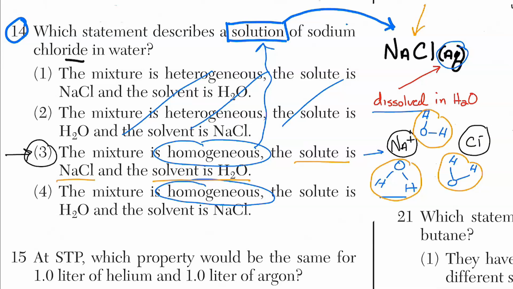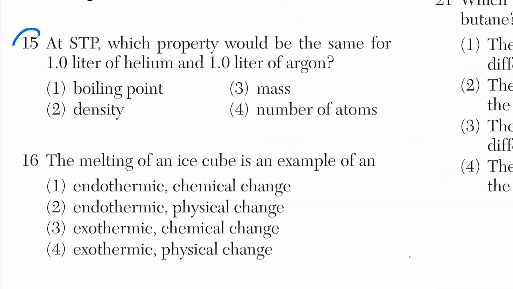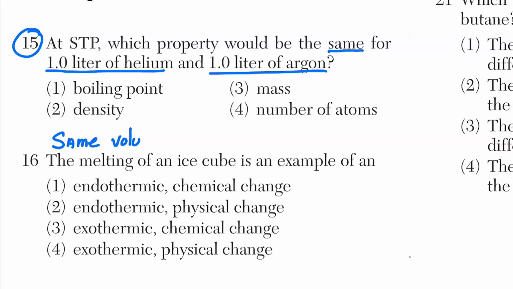On to number 15. Number 15, at STP, standard temperature and pressure, given to you in Table A, which property would be the same for a liter of helium and a liter of argon? Okay, so they've got the same volume. What else is also the same? If temperature and pressure are held constant, well, it's at STP.